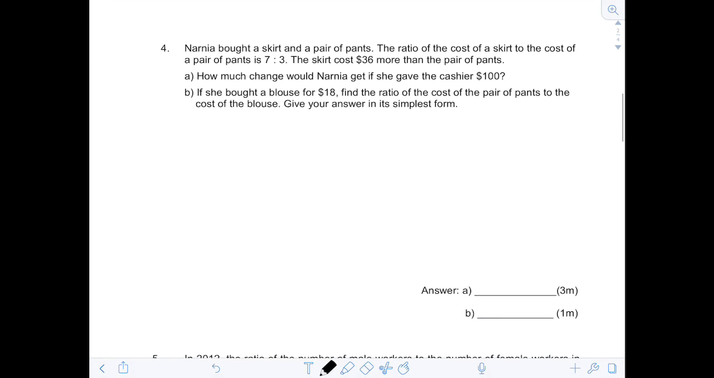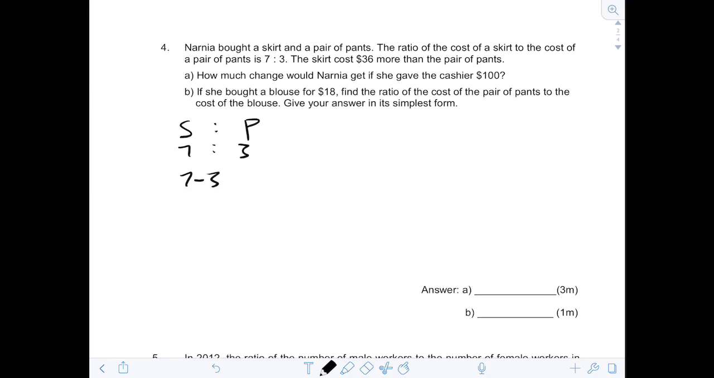Question 4. Narnia bought a skirt and a pair of pants. The ratio of the cost of the skirt to the cost of the pants is 7:3. The skirt costs $36 more than a pair of pants. So the skirt is 7, the pants is 3. If the skirt costs $36 more than the pants, it means there's a difference. So 7 minus 3 units is the difference, you will get 4 units. If 4 units equals $36, then 1 unit will be equal to 36 divided by 4, you get $9.